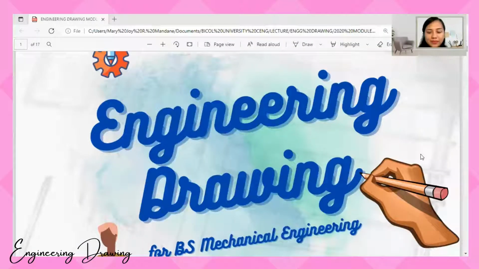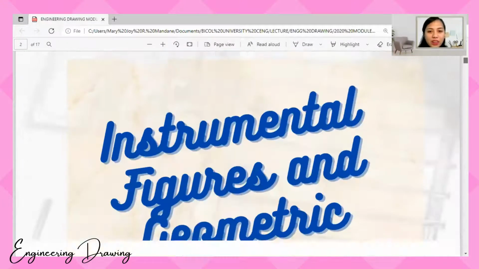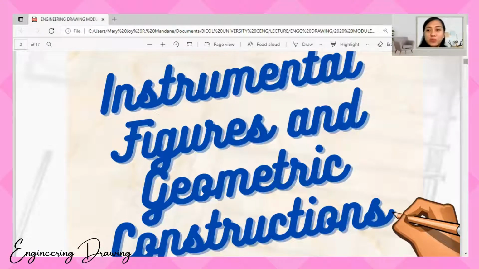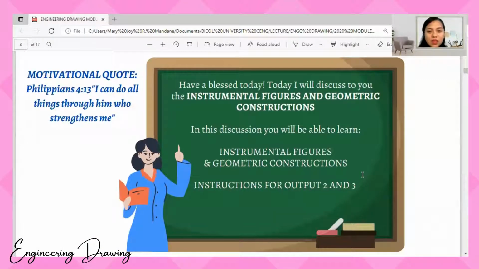Good day, students. So this is engineering drawing, and I will discuss to you our module number 3. For our module number 3, you will be able to learn the instrumental figures and geometric constructions. So, I will give you the instructions for output number 2 and number 3.